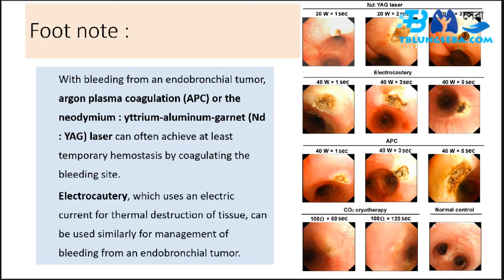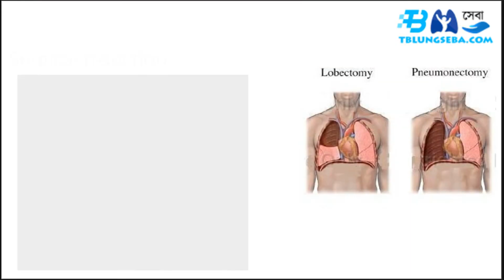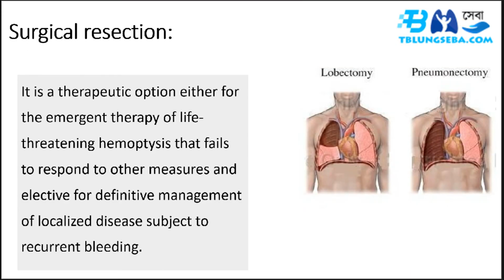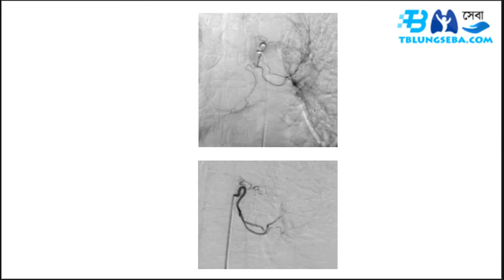Electrocautery, which uses an electric current for thermal destruction of tissue, can be used similarly for management of bleeding from an endobronchial tumor. Surgical resection is a therapeutic option either for the emergent therapy of life-threatening hemoptysis that fails to respond to other measures, and electively for definitive management of localized disease subject to recurrent bleeding.